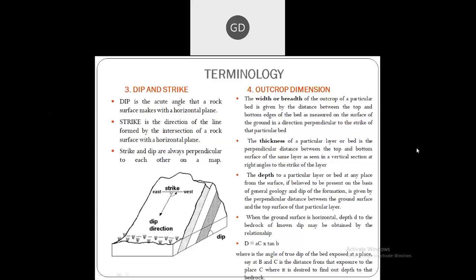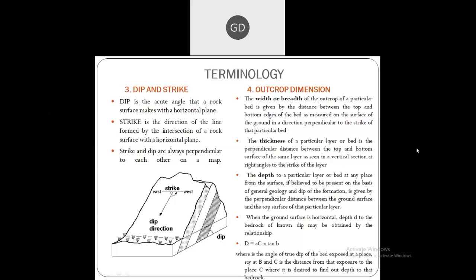That is your width. Next is your thickness. Thickness is the perpendicular distance between the top and bottom surface of the same layer. So for the same layer of rock, the perpendicular distance between the top and the bottom surface is your thickness.